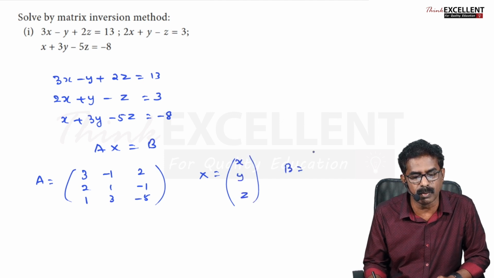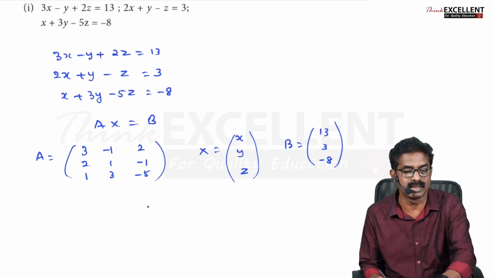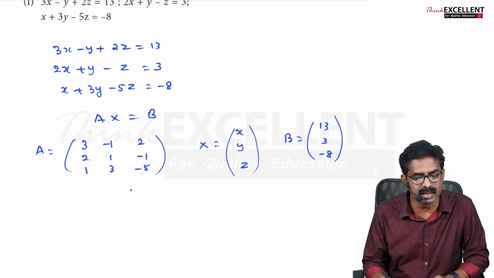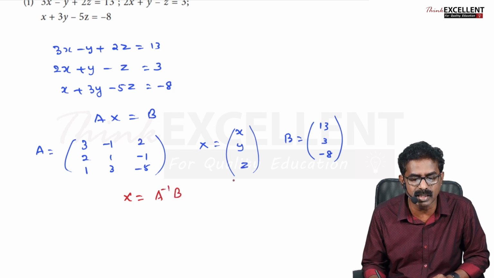B is the right side value. What are the right side values here? 13, 3, minus 8, right? So we want to find X. You write the formula. What is X? X is equal to A inverse into B. That's all. X means this X, Y, Z.